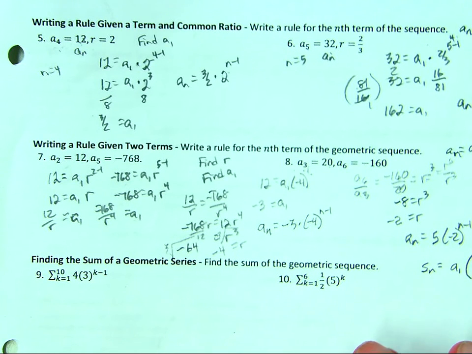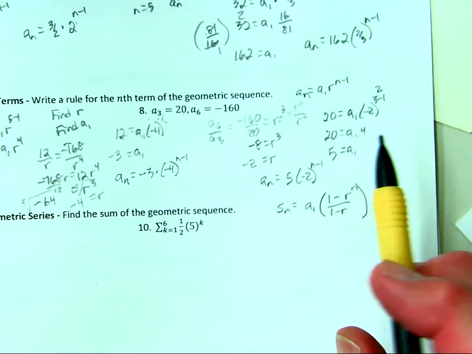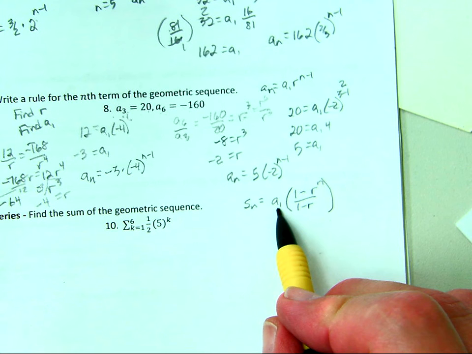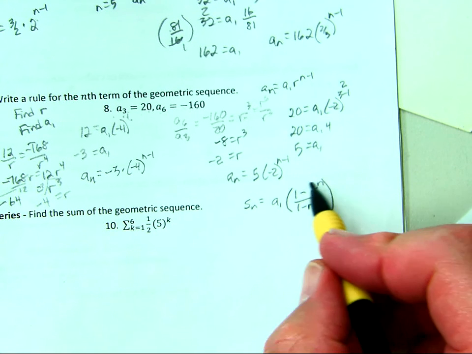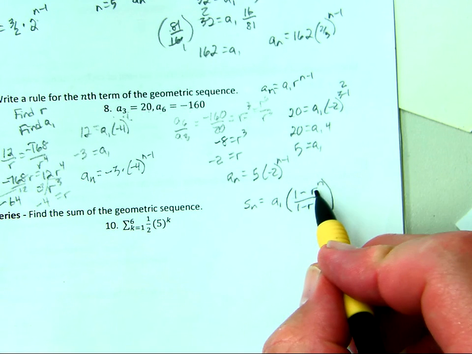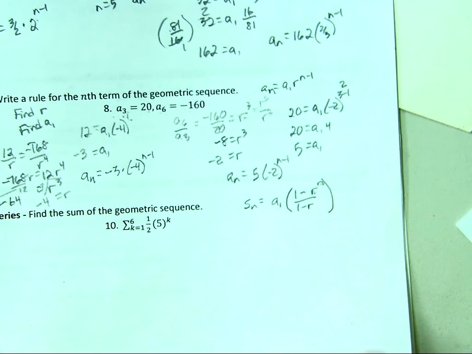Now the last thing is finding a sum. Well, to find the sum, we have a formula for that. This is probably the most complicated formula in here. The sum formula looks like this. Out front, we have a sub 1, our first term. Then in here, we're going to have a fraction. We have 1 minus r to the nth, and notice just the r to the nth power, not the whole thing, all over 1 minus r.